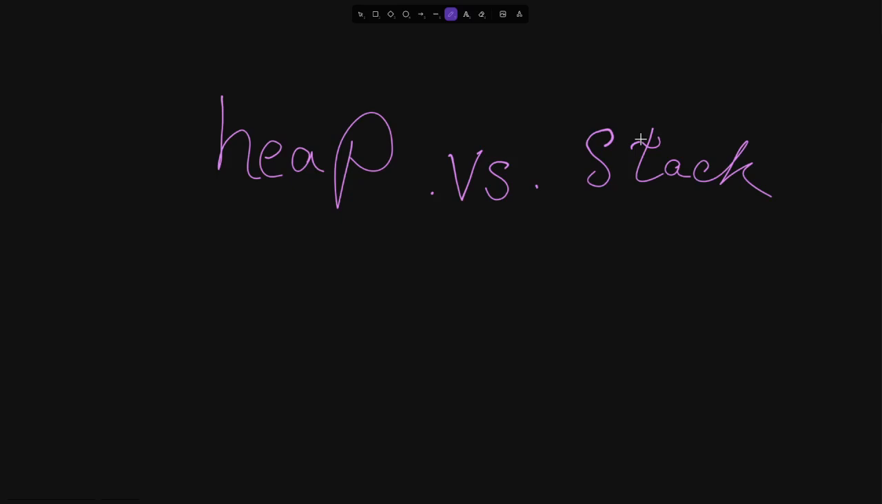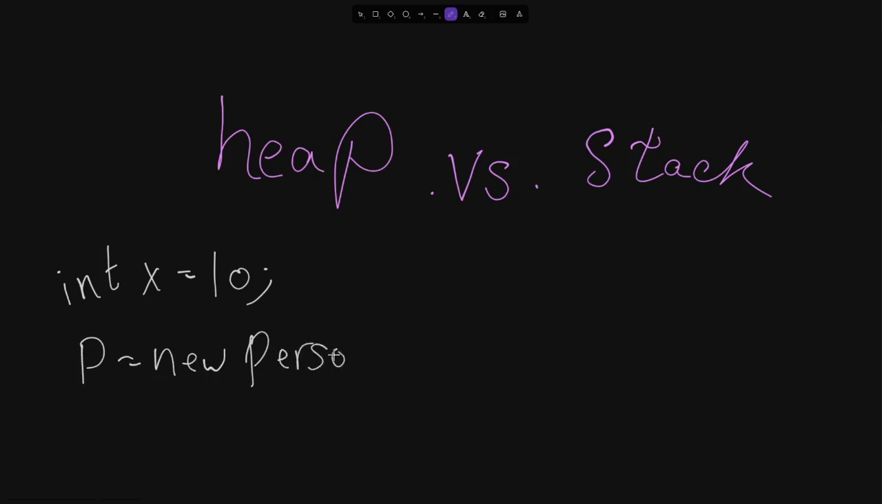But this became clearer for me when I understood the memory structure and the RAM structure and how it stores our variables. So let's start this off by declaring code in a mid to high level language like C. Let's say we declare an integer x is equal to 10. And let's also declare a class, like p is equal to new person as Bob.